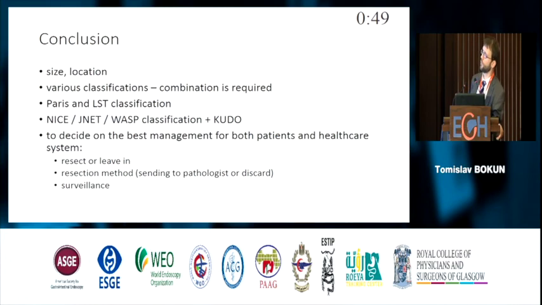To conclude, when we speak about polyp classification, we have to speak about size and location, and there are various classifications. The combination is required. I suggest, and the literature suggests, always using Paris and the LST classification depending on the lesion that you have. Then nowadays mostly virtual chromoendoscopy, so you can use the NICE classification or the Japan NBI Expert Team classification, or you can consider using the WASP classification, and you can describe a Kudo pit pattern. All these classifications are to decide the best management for both patients and the healthcare system.